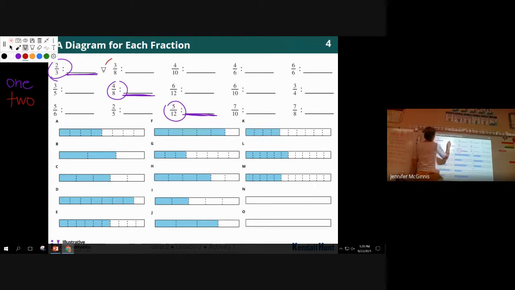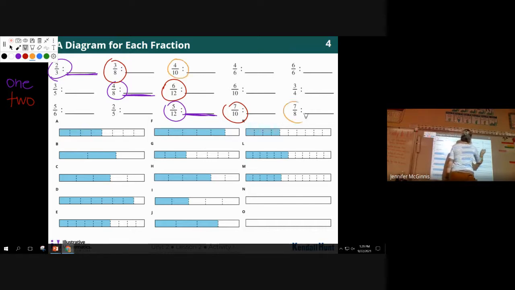Table 2 is red. You have 3/8, 6/12, and 7/10. Table 3, you have 4/10 and 7/8. Table 4, 3/5, 6/10. Woo! Whoopsie. 3 is orange. Is that right? Yes. 4 is blue.